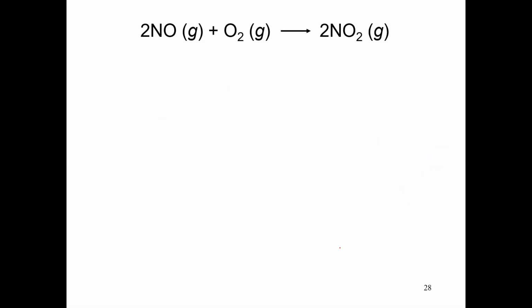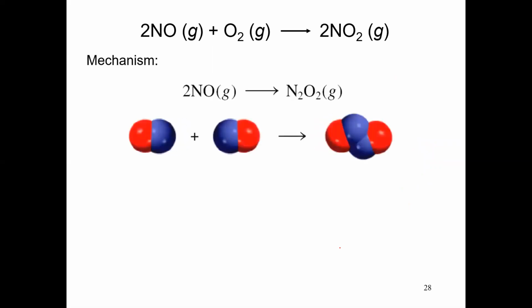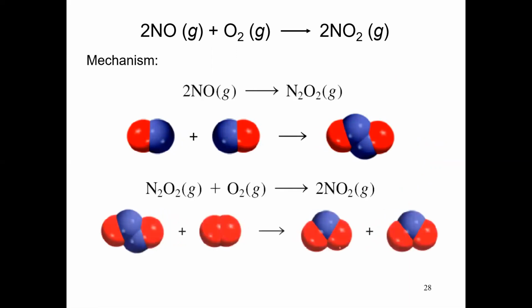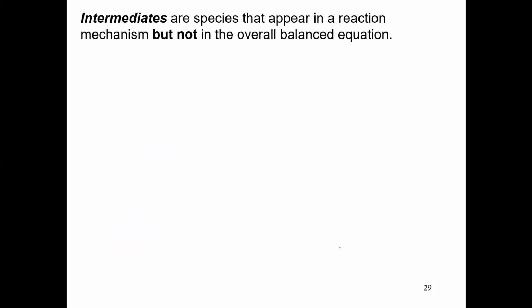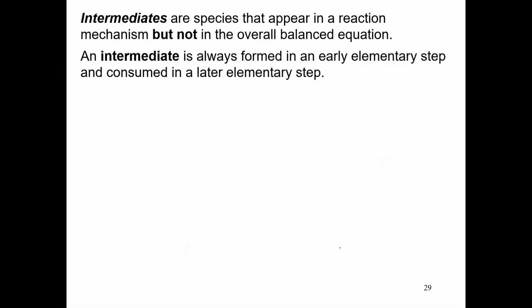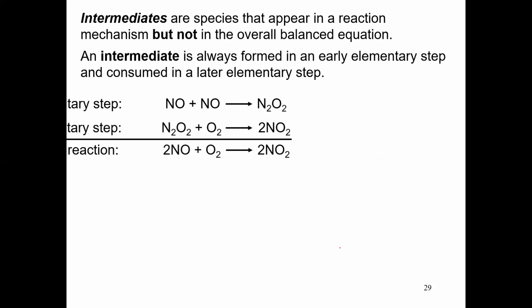Okay, so let's look specifically at the reaction. The mechanism there: you have two NOs go to N2O2. The N2O2 reacts with oxygen to form nitrogen dioxide. Intermediates that occur in a reaction are not in the overall balanced one. An intermediate is always formed in the early elementary steps and consumed in a later step.